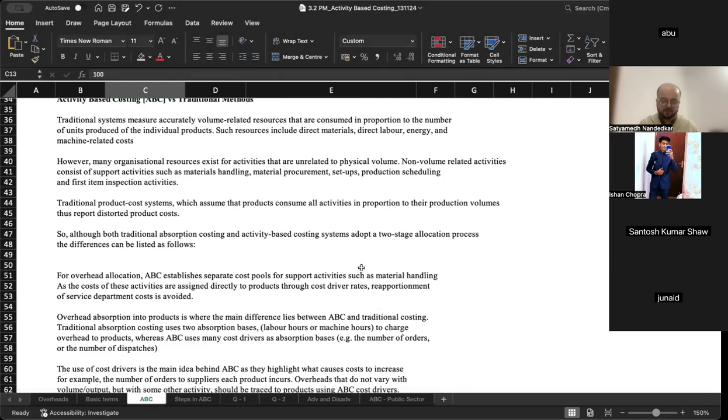Yes, Abu, tell me. Sir, in the exam they will specifically ask us to calculate this based on the traditional approach as well. No, no. We'll look at the questions now. Don't worry. I'll tell you what kind of questions are asked. We'll do ample practice.